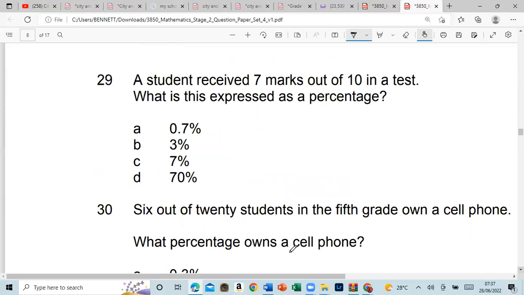29. A student received 7 marks out of 10 in a test. What is the percentage? And that is 70%. Times it by 10, right? 100% rather.